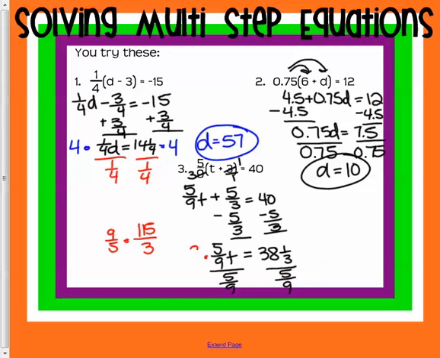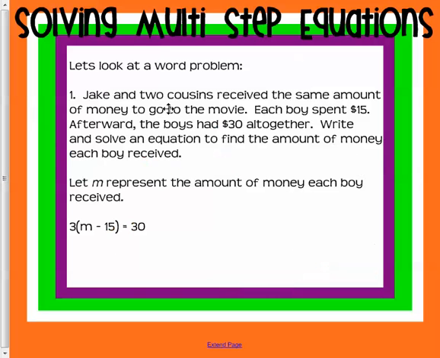So we'd flip this 9/5 and we'd multiply. So you know that 3 goes into 9 3 times and itself once, and 5 goes into 115 23 times and itself once. So 3 times 23 is 69. So t equals 69. Okay, let's try a word problem.